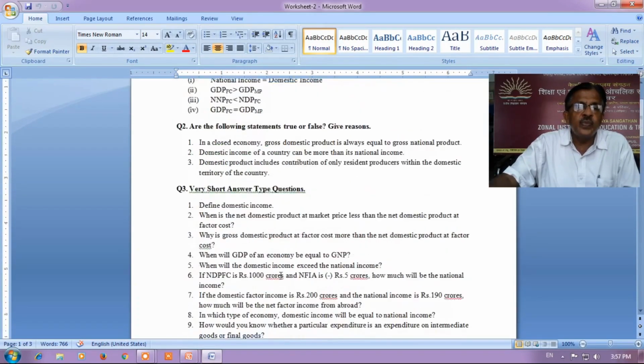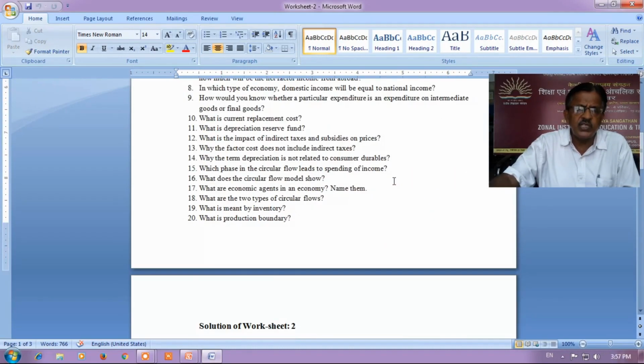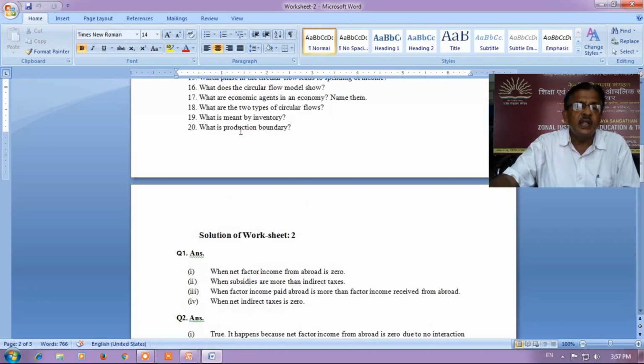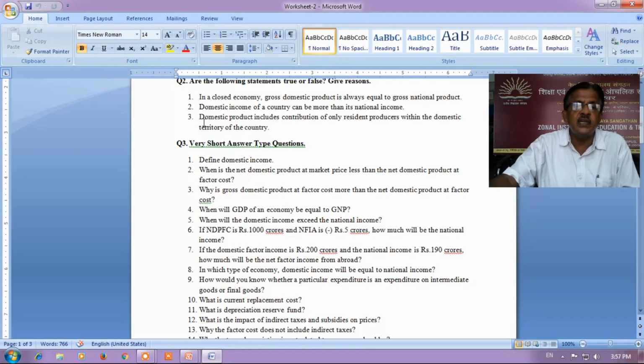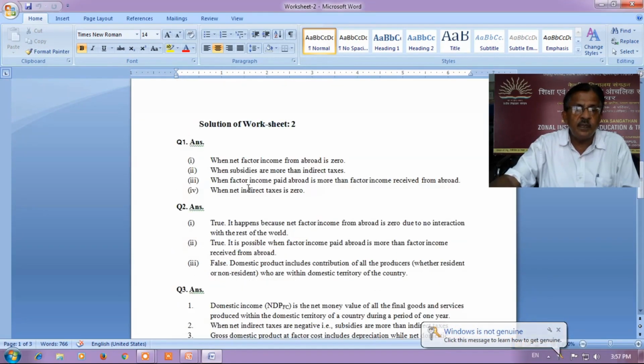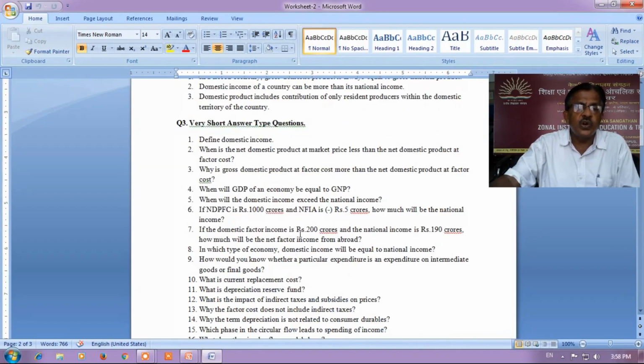Then number 2, domestic income of a country can be more than its national income. Domestic income can be more than its national income. True. It is possible when the factor income paid abroad is more than the factor income received from abroad. Then the third statement, domestic product includes contribution of only resident producers within the domestic territory of the country. Then it is false. Domestic product includes contribution of all the producers, whether resident or non-resident, who are within the domestic territory of the country. So this is a very important question.